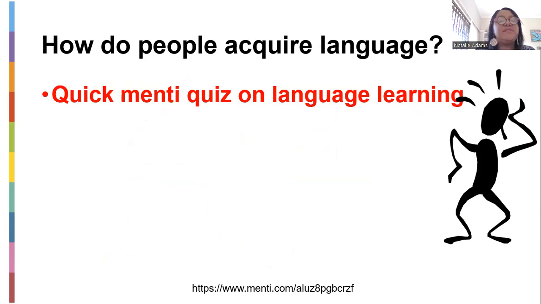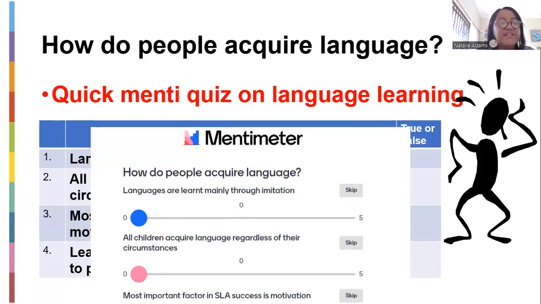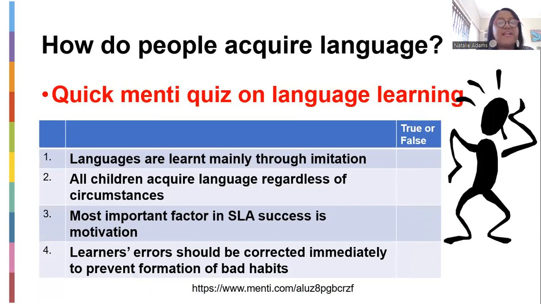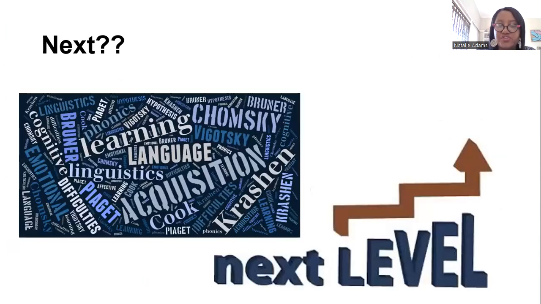So we're almost done. Let's just look at how people acquire language. We're just going to do a few examples here. A quick Menti quiz on language learning. Languages are learned mainly through imitation. Is that right or wrong? All children acquire language regardless of circumstances. These are just a quick Menti quiz that you can do on your own. If you go to Canvas, you'll see this is how it will work. You just need to move the slide from one side to the other, and that's how you will answer your questions.